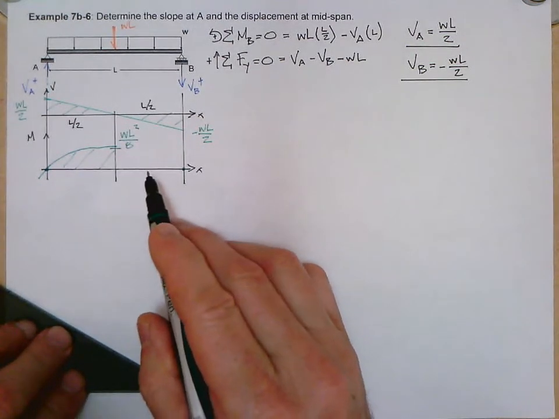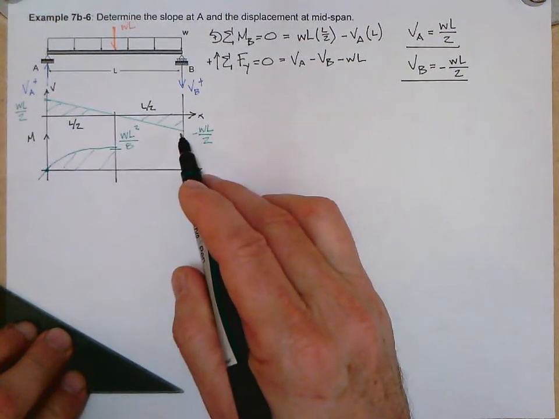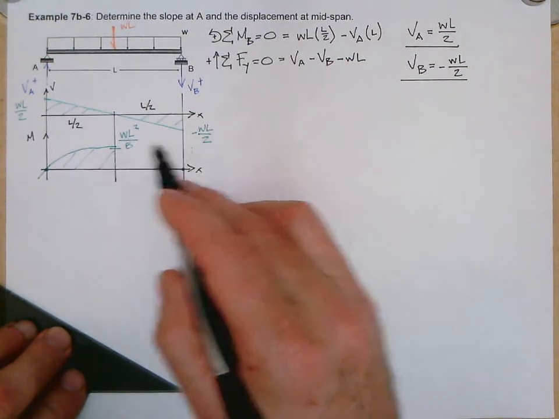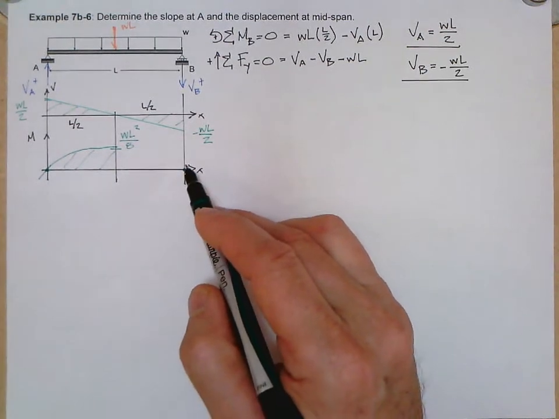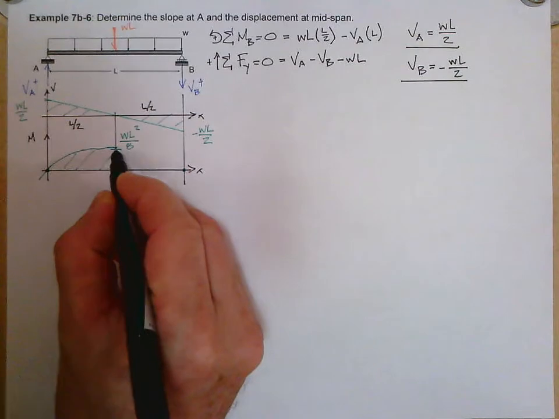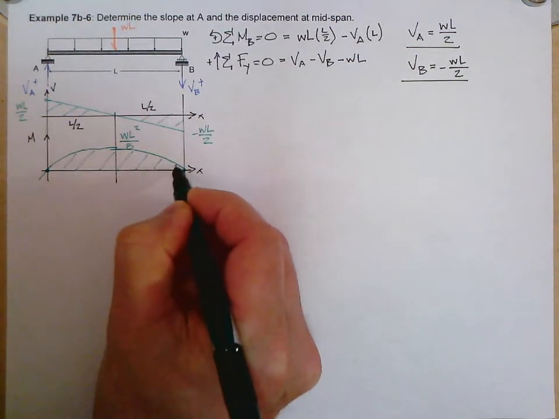Now the second half, from L over 2 to L, the change in moment here is this area, which is again a triangle, 1/2 base times height. This height is negative. You get the same value except negative, so that brings you back to 0. And the shape is mirrored about that center line, so I should get a shape like that. So there's my parabolic shape.